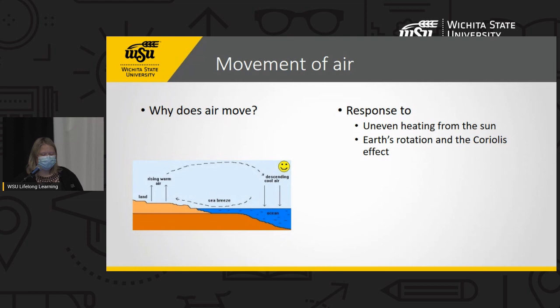And the little diagram here, I chose it because it's so simplistic in its design. All we really need to remember in this is that warm air rises and cool air sinks. The reason why is due to its density, its weight. When things are lighter, they rise. When things are heavier, they fall due to gravity.